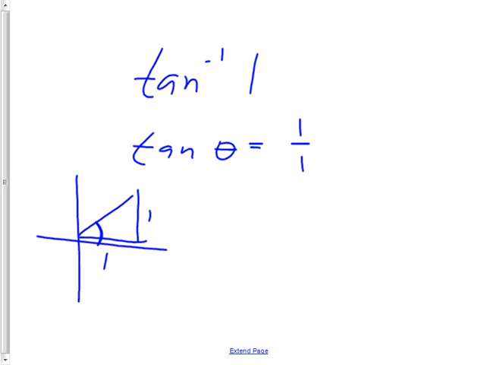How about this? What if tangent was 0? So I go inverse tan of 0. Try that one without any help from me. Just figure it out. Yes, you can say 0 over 1. 0 over 1 would still be 0, wouldn't it?